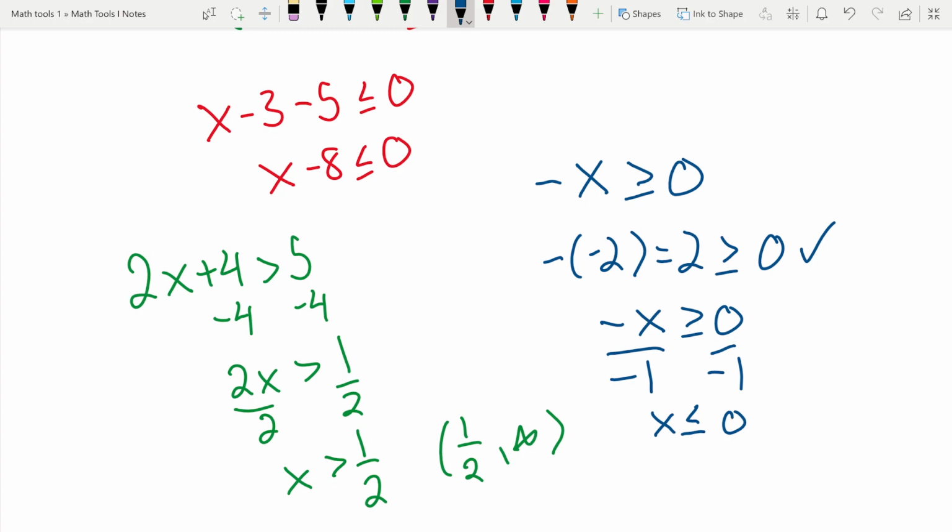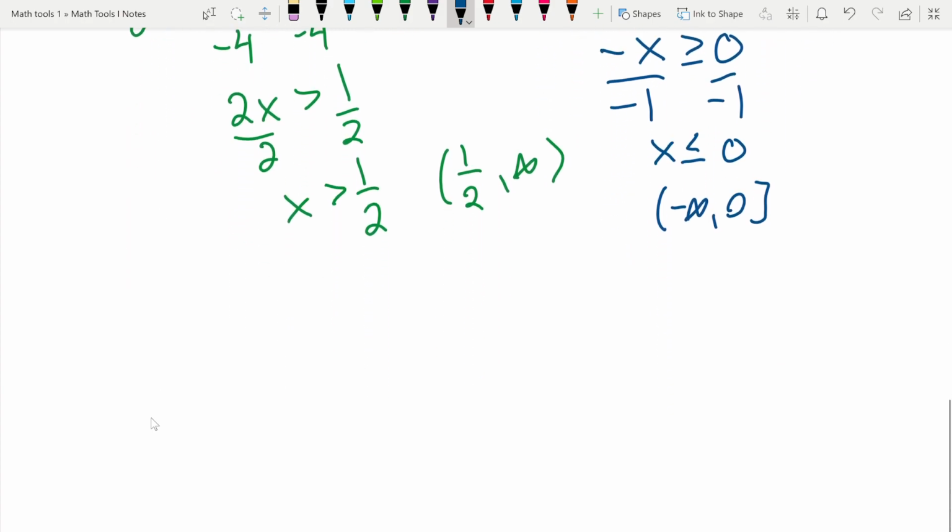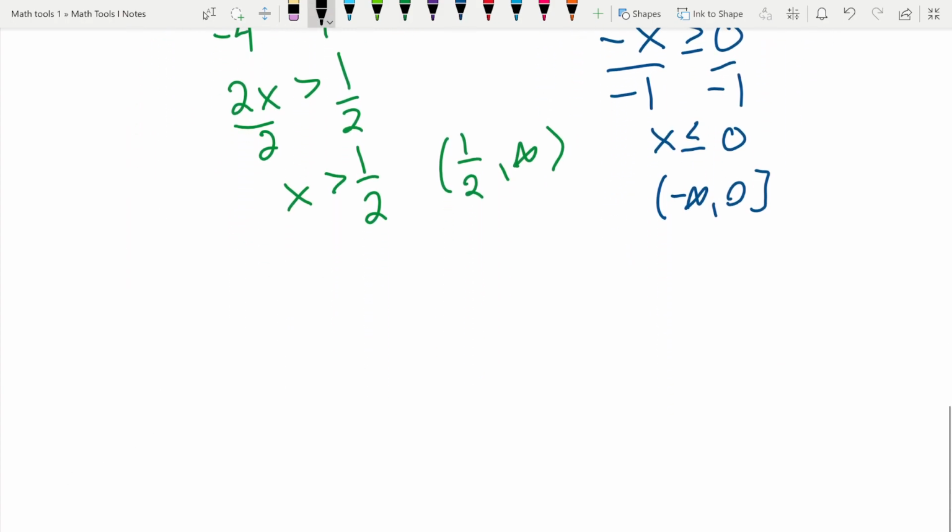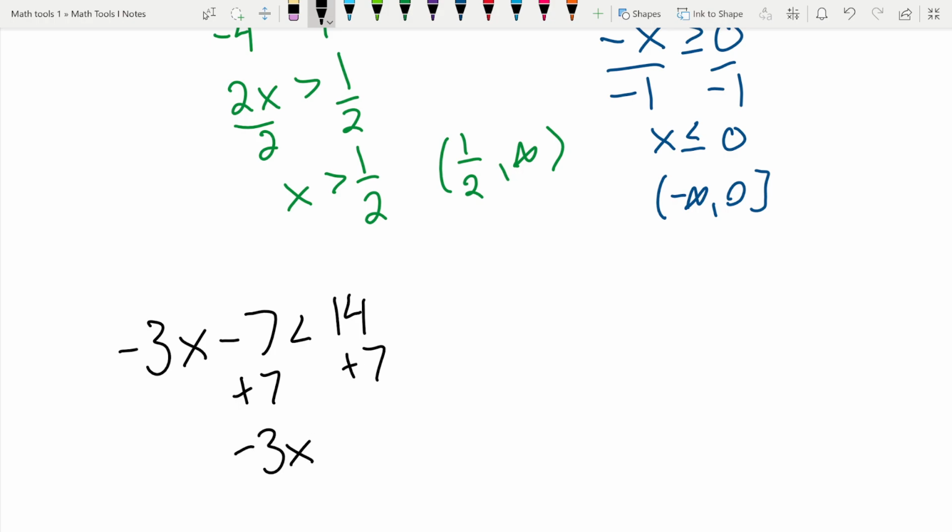Okay, so anyway, we end up with x is less than or equal to 0, so negative infinity to 0. So if we think about another one like negative 3x minus 7 is less than 14. Okay, so we add 7 to both sides. We get negative 3x is less than 21. And now we divide both sides by negative 3, meaning that we need to flip the sign.